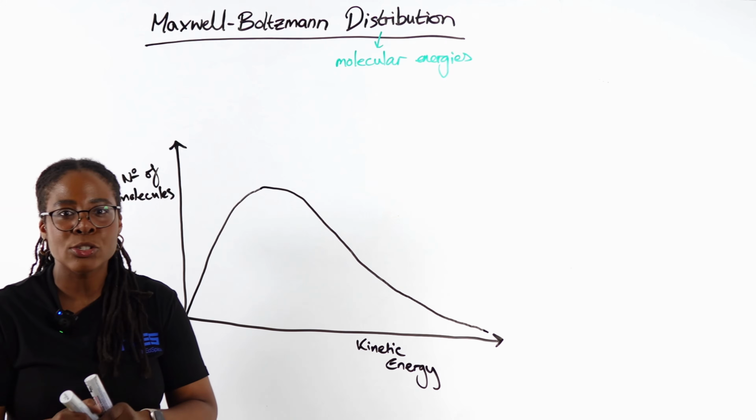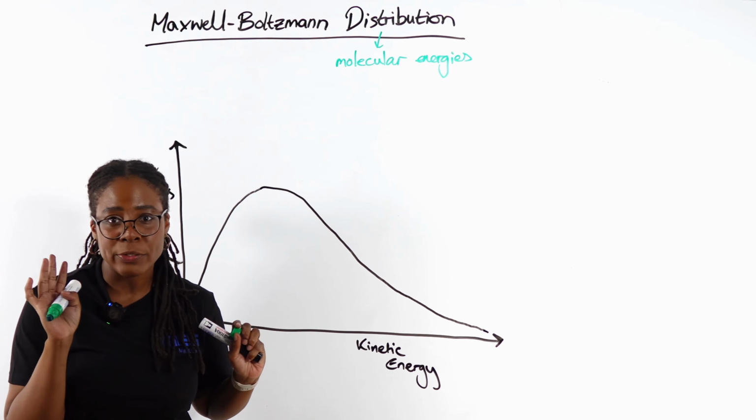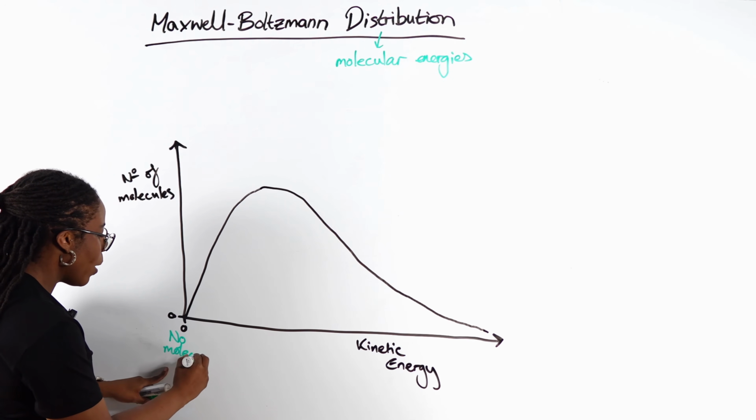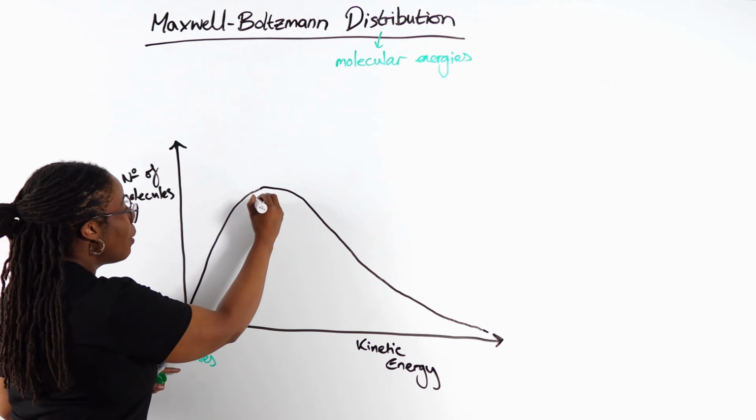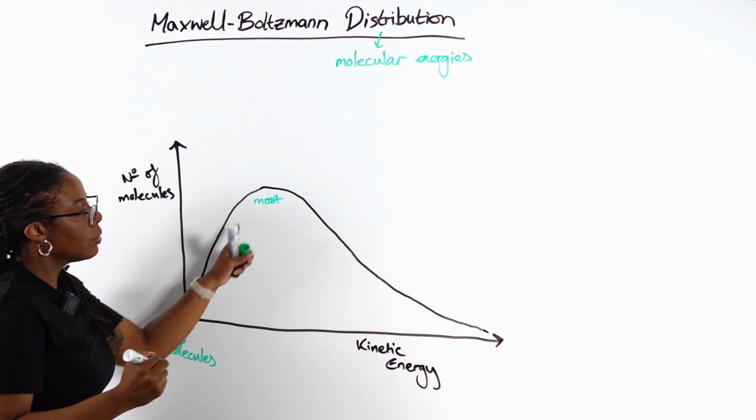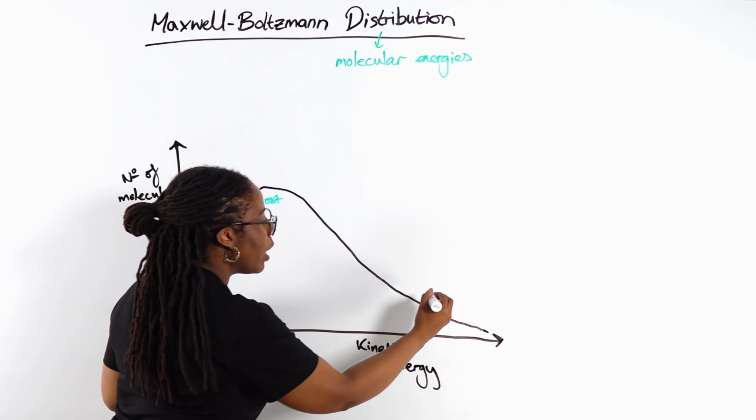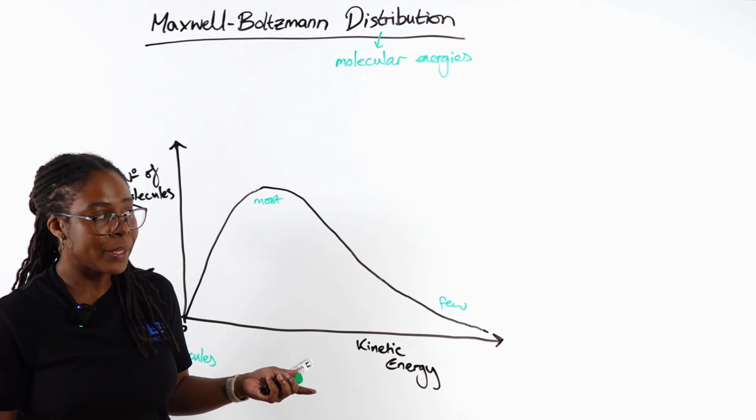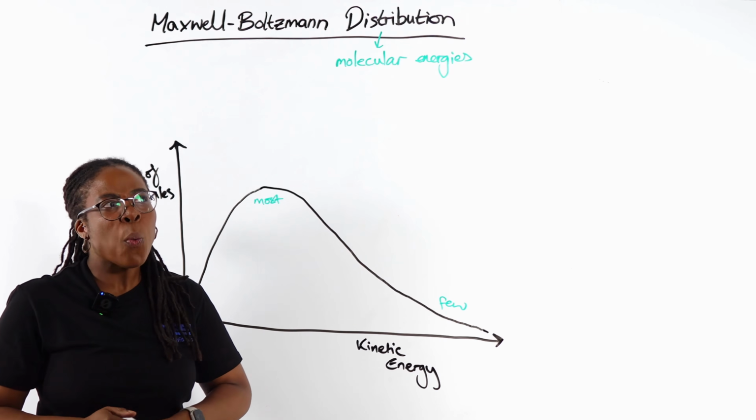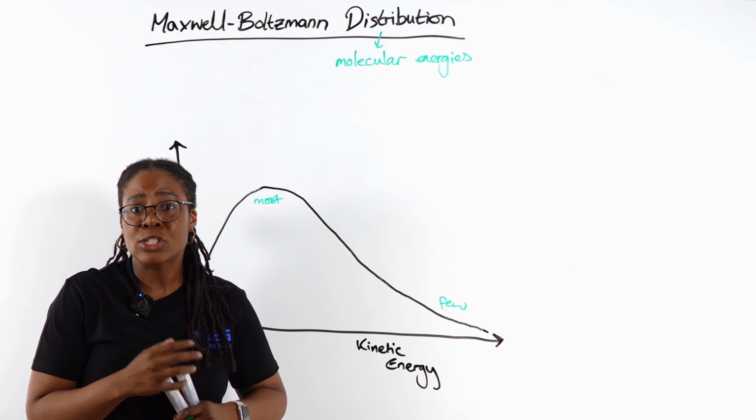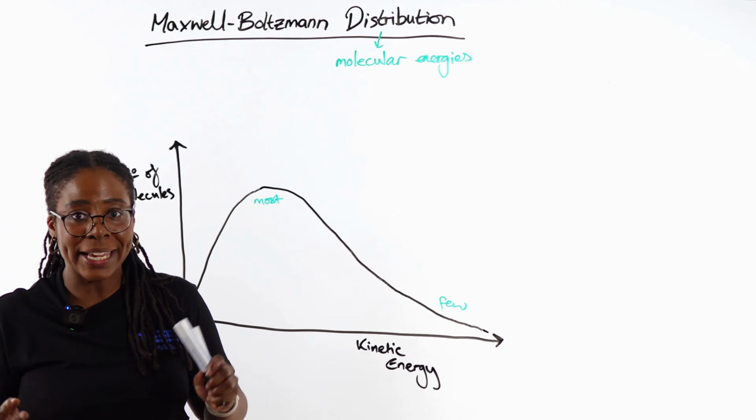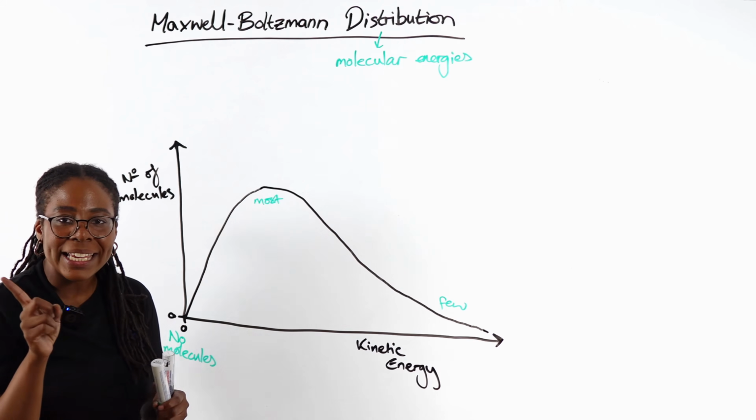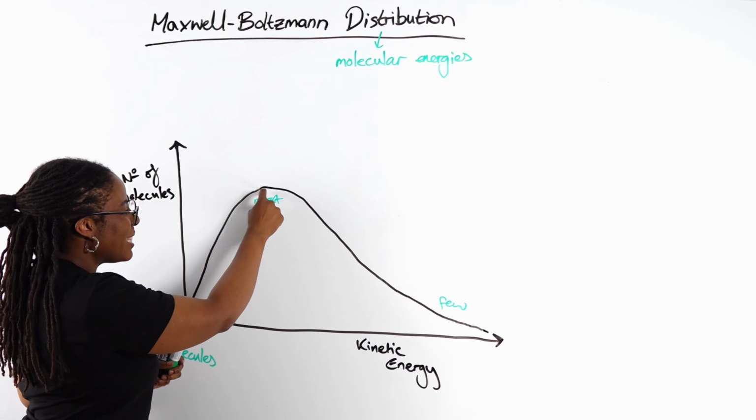Just labeling this again to consolidate what we've just spoken about. There are going to be no molecules down here with no energy. We are going to have most of our molecules with kind of middle-ish energy. And then we are going to have fewer and fewer molecules with high energy. Now, that helps us to explain why chemical reactions might be slow and how we might increase the rate of a chemical reaction.